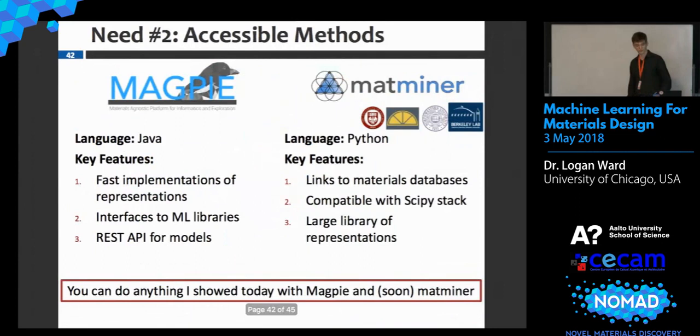The next area I've been working is to build open source software to allow others to perform machine learning. And these take the form of two different libraries.